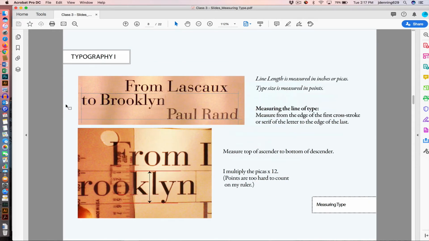You measure from the edge of the first cross stroke, this T right here, to the very edge of that serif on the D. And that would be how you're going to think about it in terms of the line length.